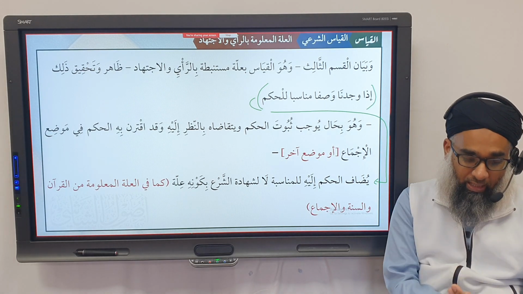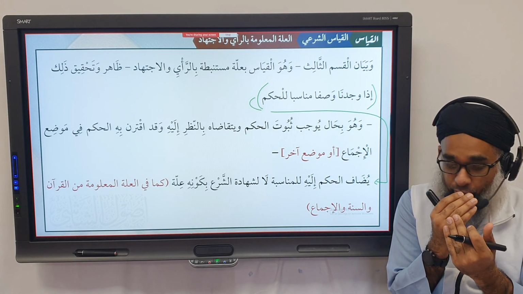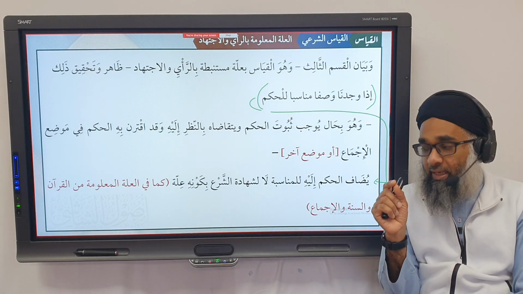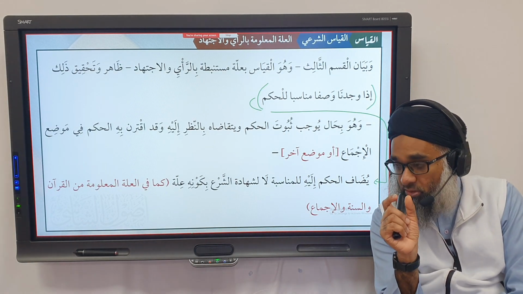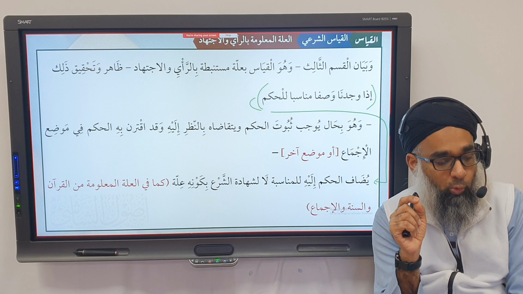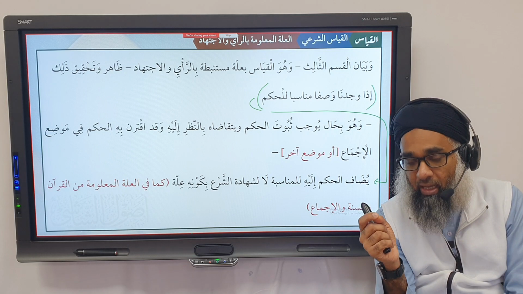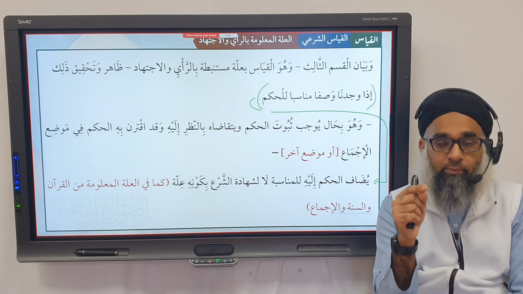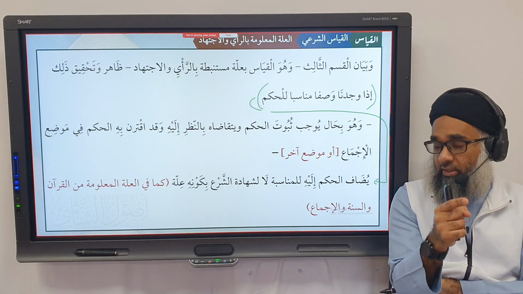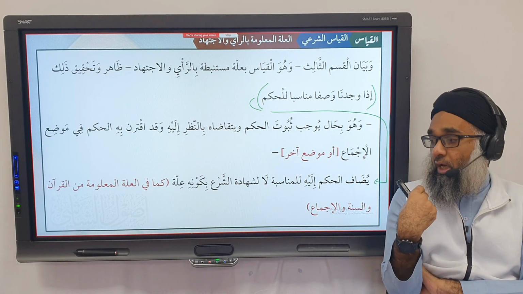للمناسبة, because of our own ijtihad and us coming to the conclusion that this is the reason and the cause. لا لشهادة الشرع بكونه علة. We're not attributing the hukm to this cause because the Sharia said so, but because of ijtihad. As opposed to al-illa al-ma'luma min al-Qur'ani wa sunnati wal ijma'. If the illa is known by Qur'an, the sunnah and the ijma', then in those scenarios we say that this is the illa because of the shahadat al-Shar'i. The Sharia has informed us that this is the illa. But in this case, it is based on our ijtihad.